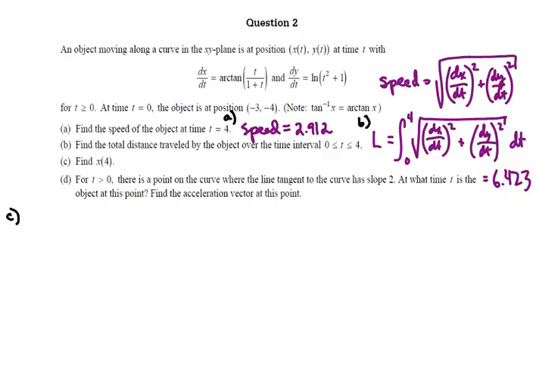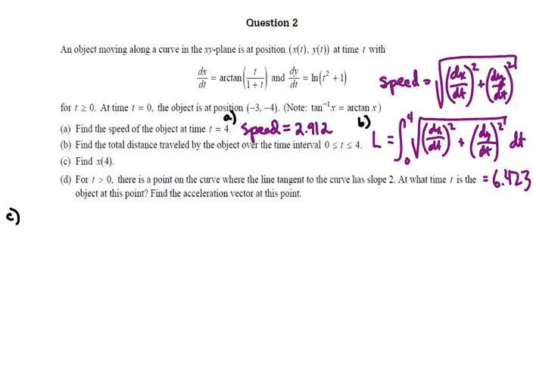In part C, we're asked to find x of 4, and since we're given dx/dt, we really want to integrate the derivative of the x-coordinate with respect to time to get the x position at time t equals 4, or the x-coordinate of the position at time t equals 4. So we set it up this way.